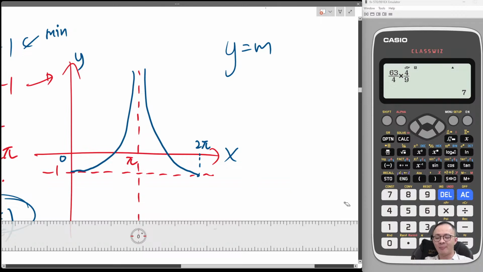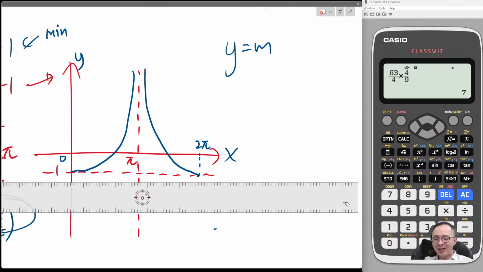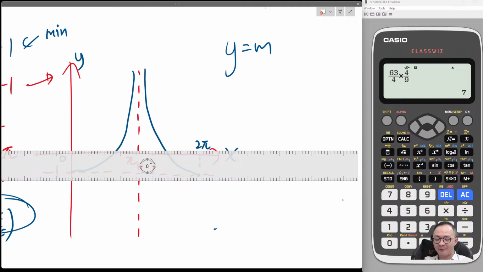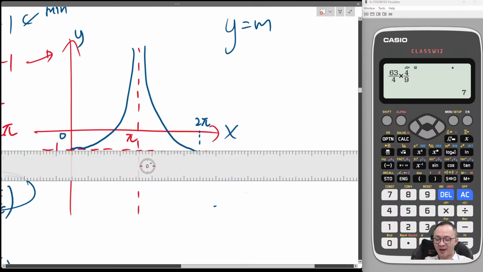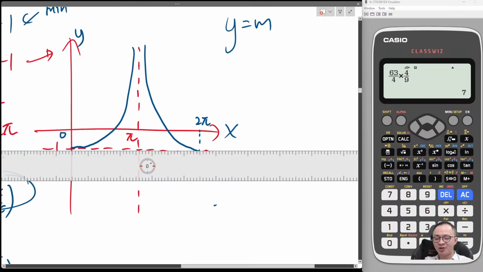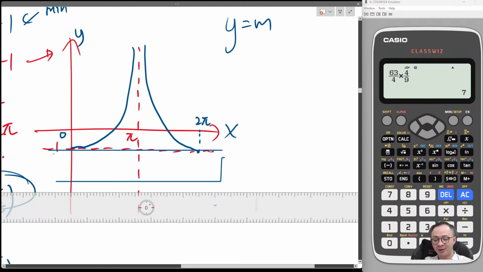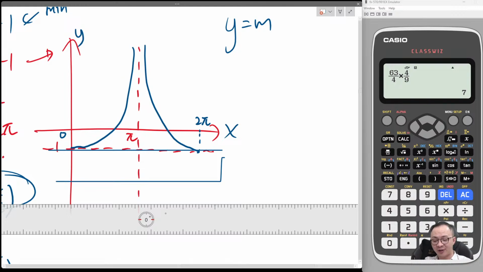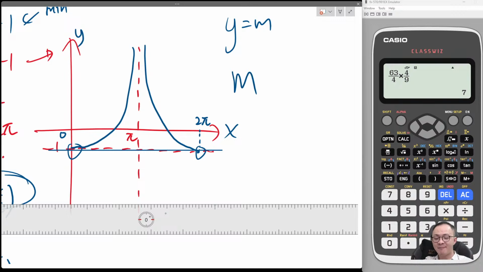Because the graph is above -1. But what if at -1? What happens if at -1? At -1, you still have two solutions. If you draw the line at -1 here, you will still have the two solutions. So therefore, m must be less than -1.